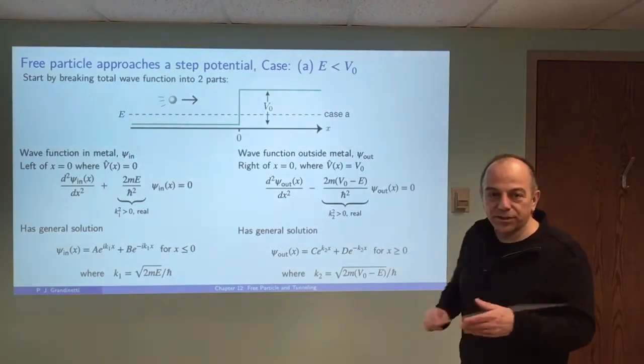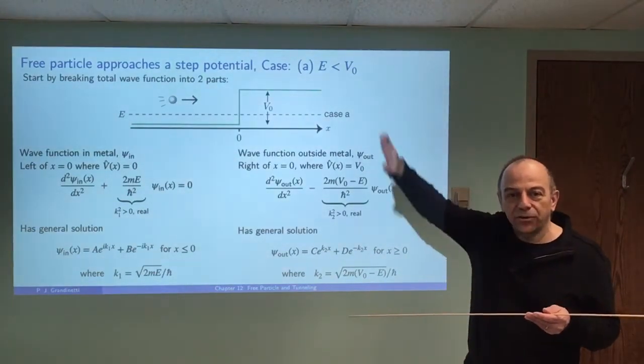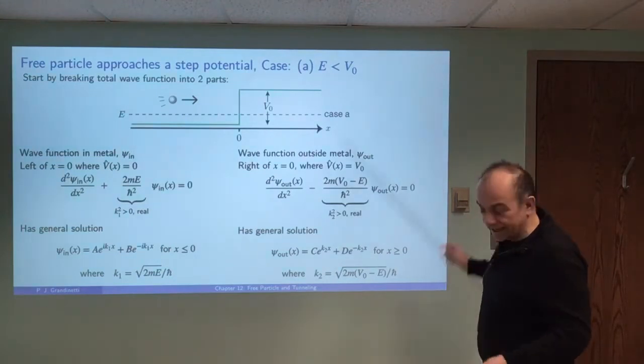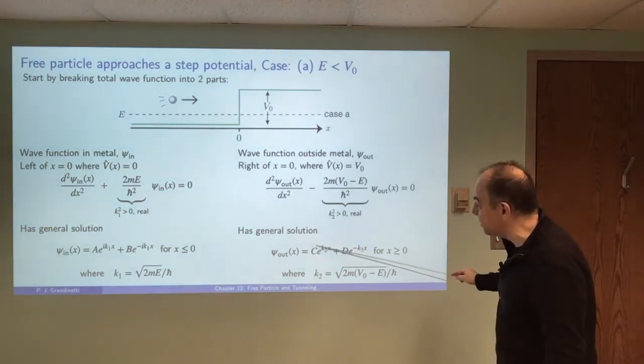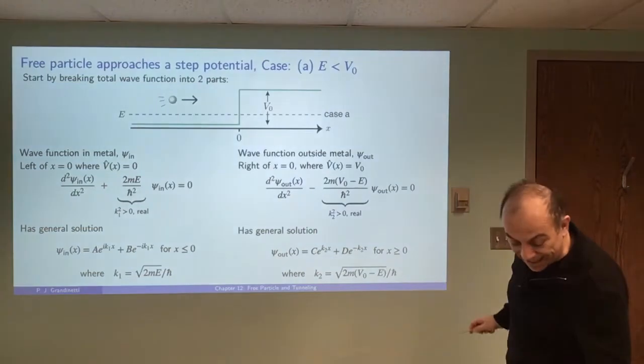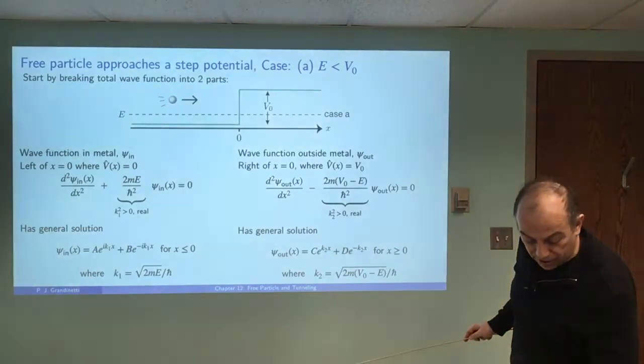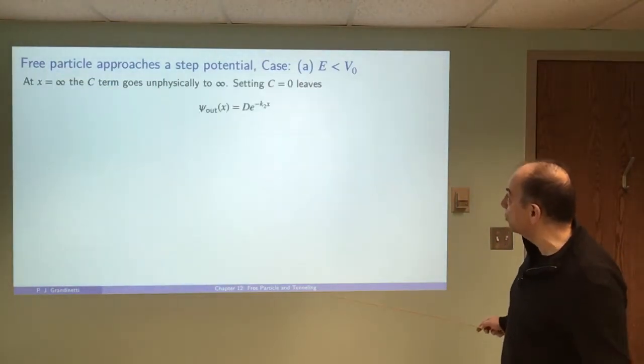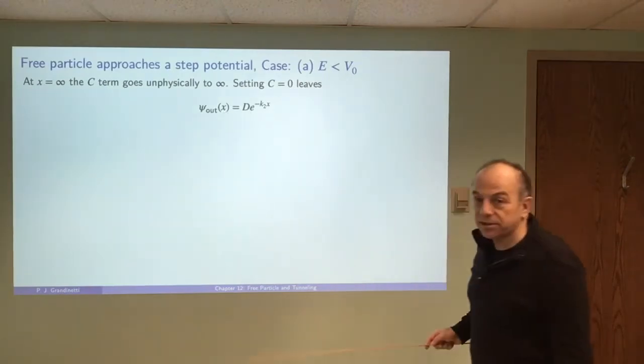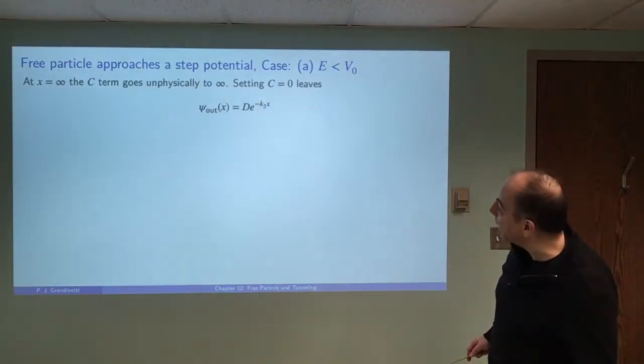Well, this one is not physical. We can't have a wave function that's going to grow exponentially to infinity as x goes to infinity. So we know that this is not a physical result. So we can set that c equal to 0, knowing that that's not going to be a valid solution. So that gives us this for the wave function on the right.